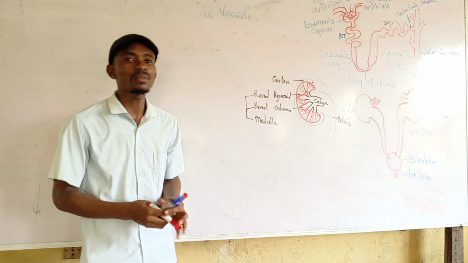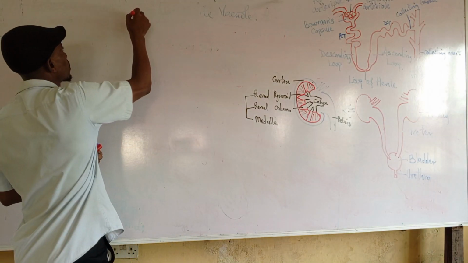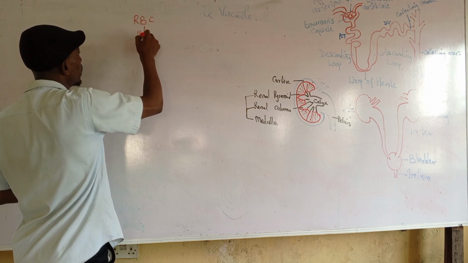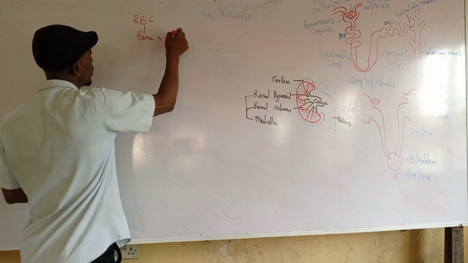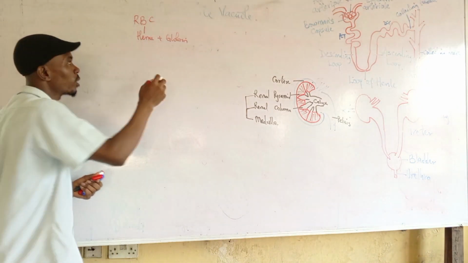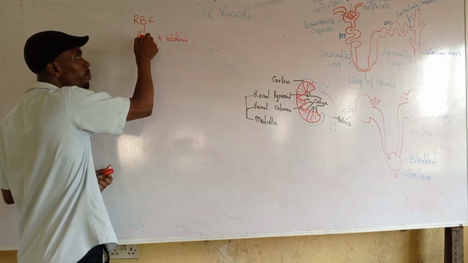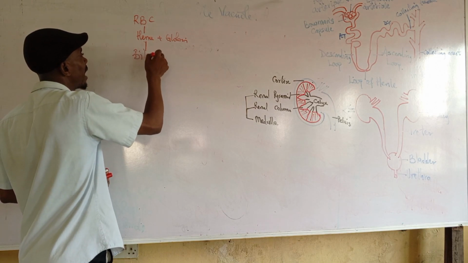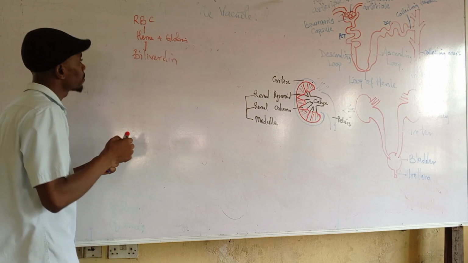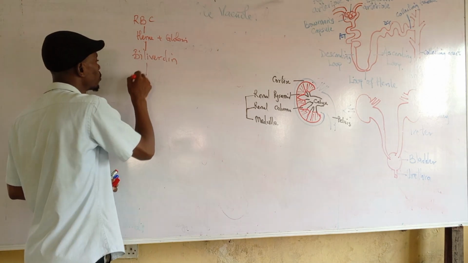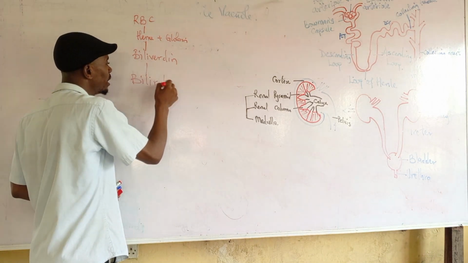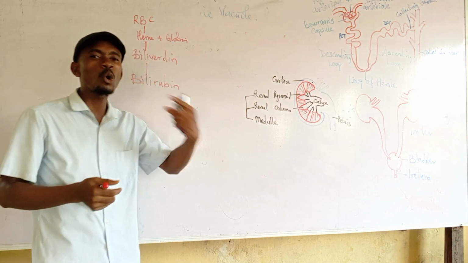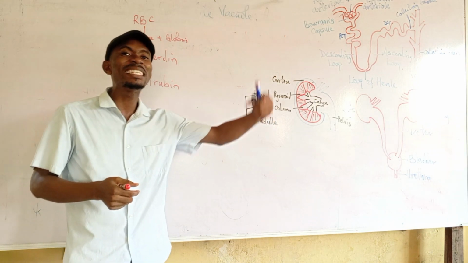After being broken down, the red blood cell forms heme plus globin. Hemoglobin is made up of what? Heme and globin. The heme part will further be broken down to form biliverdin. Biliverdin is broken down to form bilirubin. Then bilirubin will undergo several processes such as conjugation and glucuronidation.